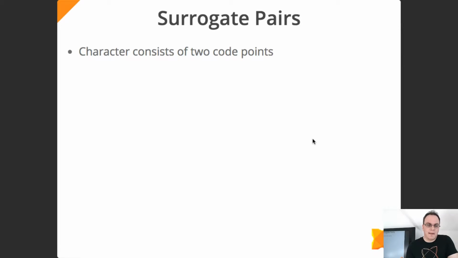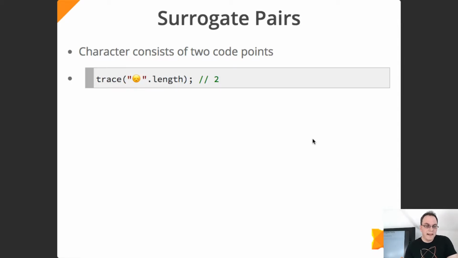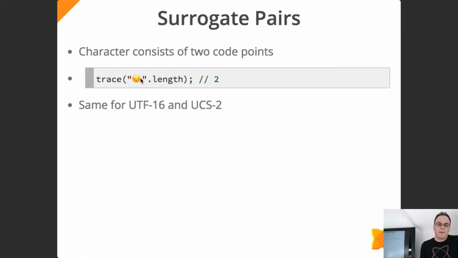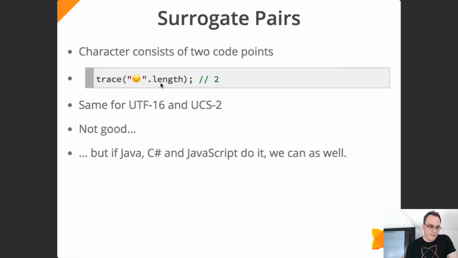It just means that the character consists of 2 code points. So if you trace the length of this sad guy on Java or C# or JavaScript, you get a length of 2, because this consists of 2 code points. And that's the same for UTF-16 and UCS2, which is why it affects Java, C#, JavaScript. So I'd say that this is not really good. From a user perspective, you don't want to worry about this. But if these guys do it, we can kind of justify doing it as well, right?